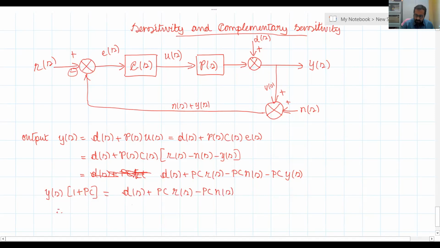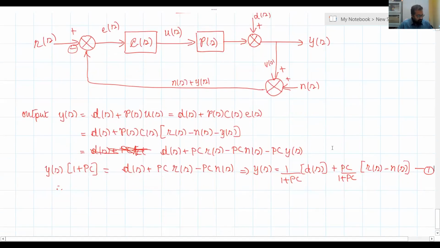So what will be the output from this? This means output Y of S will be 1 by 1 plus PC into D of S. Then in these two terms, PC is common, so I can take PC outside. So I can write plus PC by 1 plus PC into R of S minus N of S. This is the output equation.